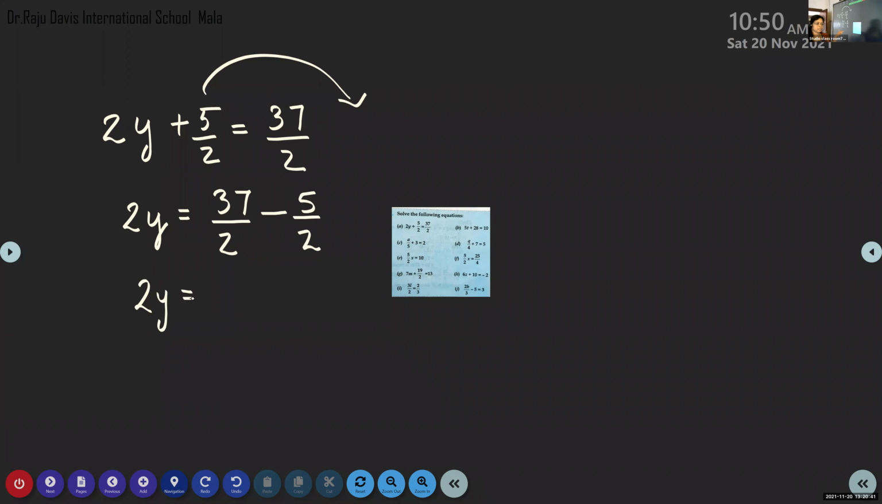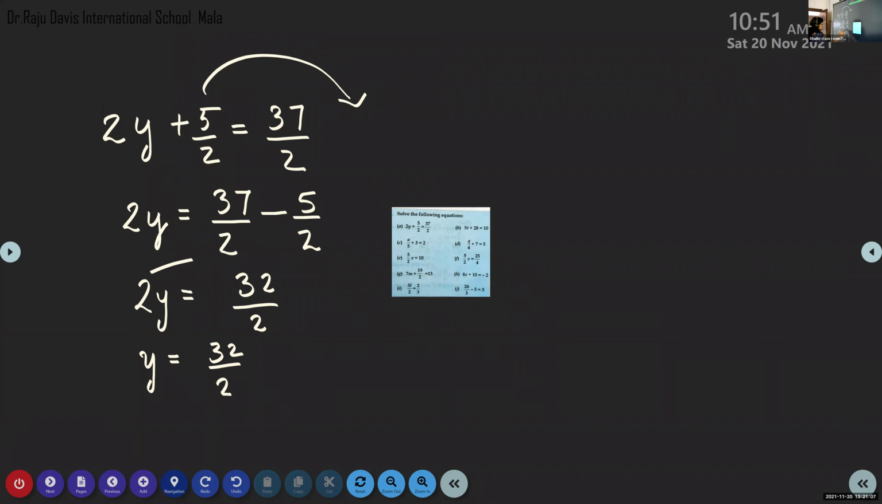See, the denominators are the same, isn't it? So we can subtract the numerators, like fractions. What will be the numerator then? 32. 32 by 2, isn't it? 32 by 2. Now what is y? 2y is 32 by 2.